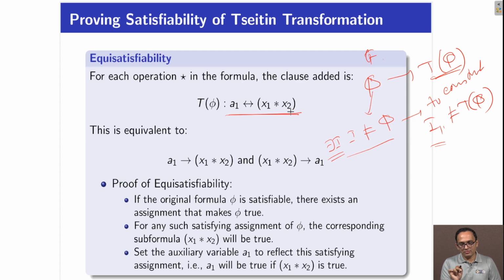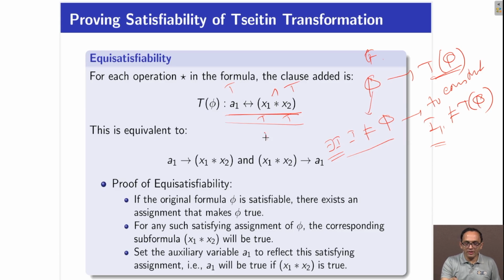The generic term is like this: a1 if and only if x1 some operator x2. This x1, x2 occurs in the original formula and I already know their values. Let us take an example: say this is AND, and in my original formula x1 and x2 were set true. So this is true, this is true, so this part evaluates to true because true and true is true. Now to make this formula true, a1 must also be true. So I get the value of a1 based on the values of x1, x2.